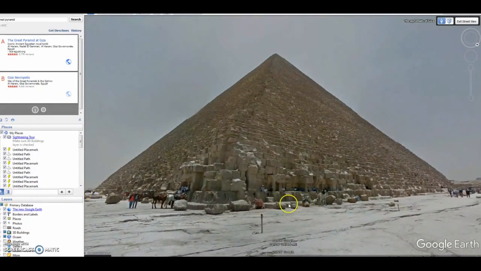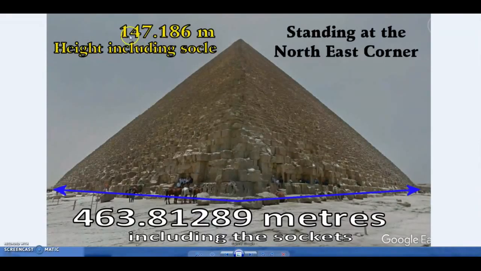And so now if we include the socle, or the paving stones, which are beneath, and we include the sockets, which are at each corner, what we get is this 147.186 meters and 463.81289 meters, including the sockets, including the socle, standing at the northeast corner of the three-dimensional pyramid.